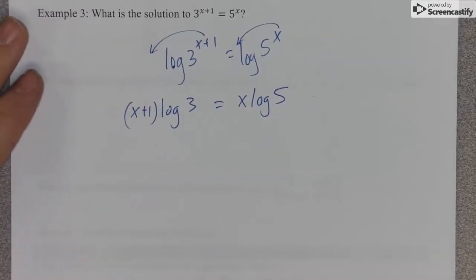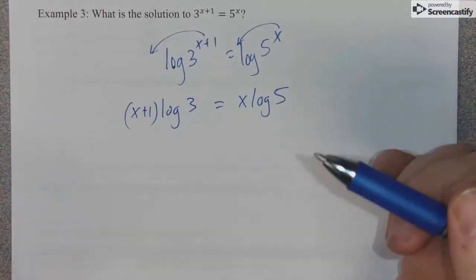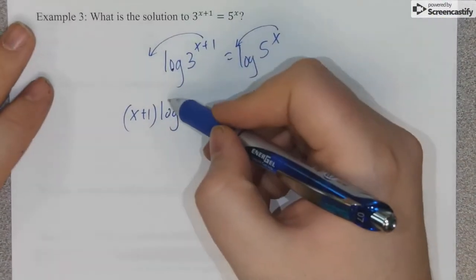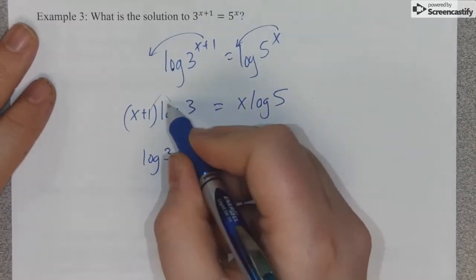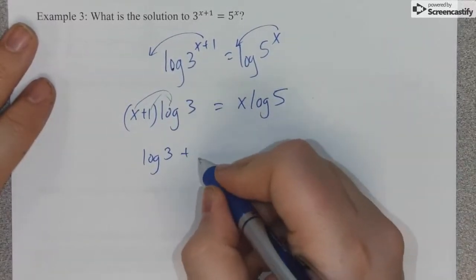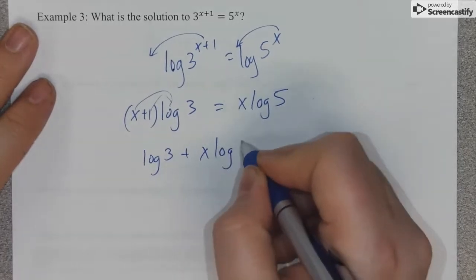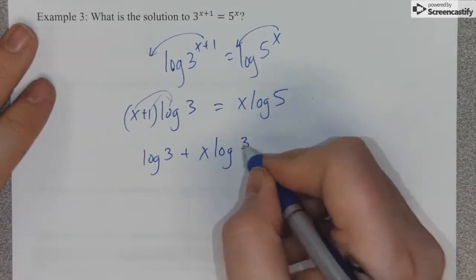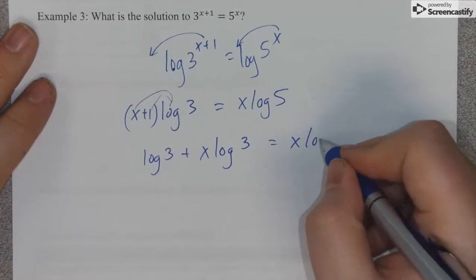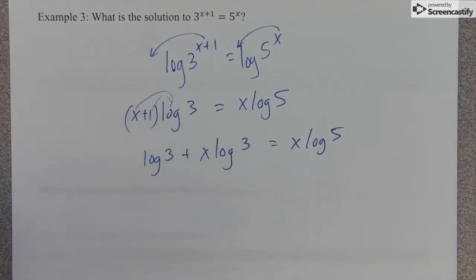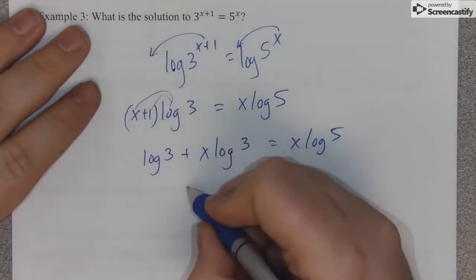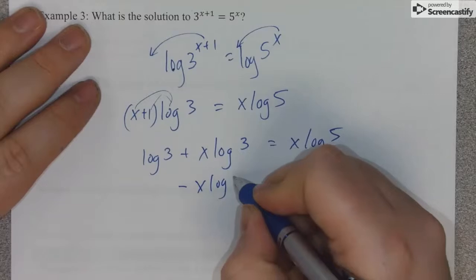Properties of logarithms again. So this is actually not even a property of logarithms, this is just distributing. So log of 3 times 1 is log of 3. Log of 3 times x is x log 3 equals x log 5. So I have log of 3 plus x log 3 equals x log 5. So I'm going to subtract x log 3 from both sides.